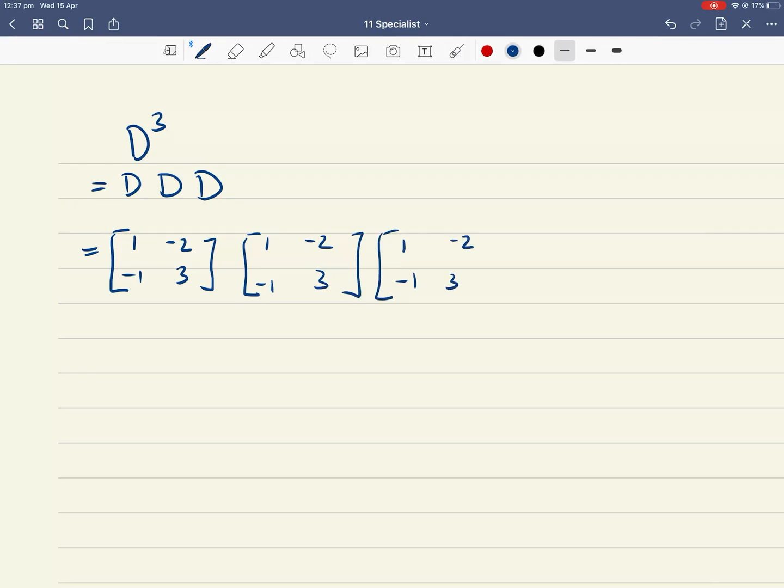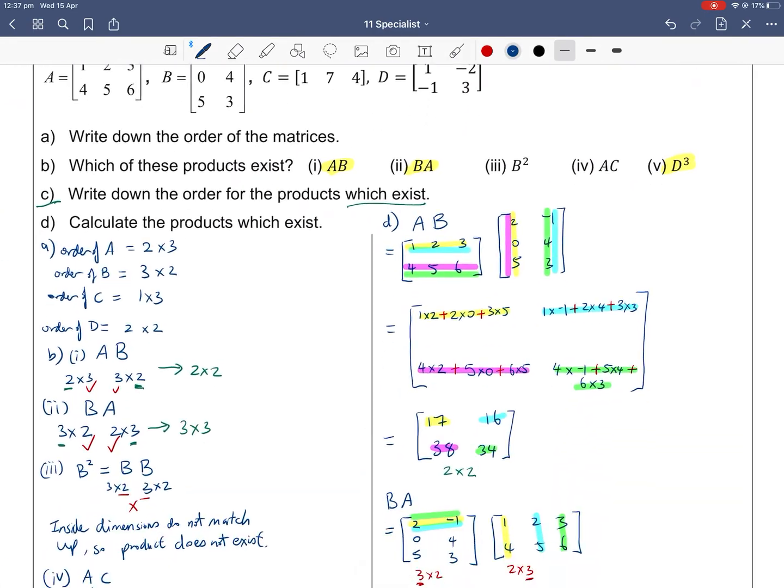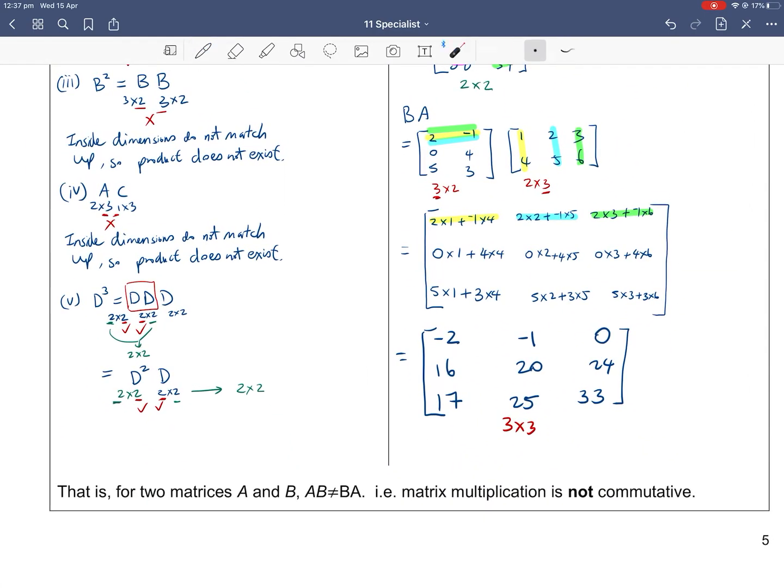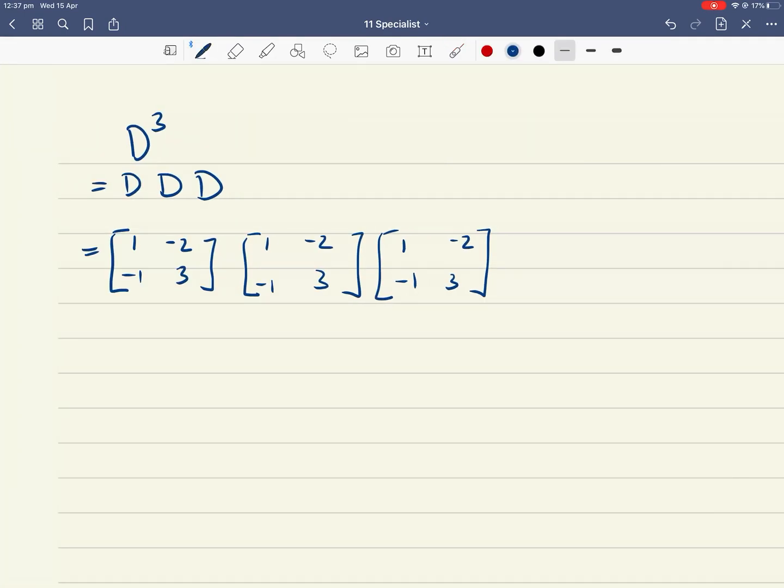Again, you should always check your dimensions. We did check it before, right? We said that all your dimensions inside were 2 by 2s, and then that became a 2 by 2, so then your final answer should be a 2 by 2. So we're going to multiply this step by step as well. So let's focus first on the first two matrices to multiply them. I'm going to do it without all the extra working, so hopefully you'll be able to follow along as well.